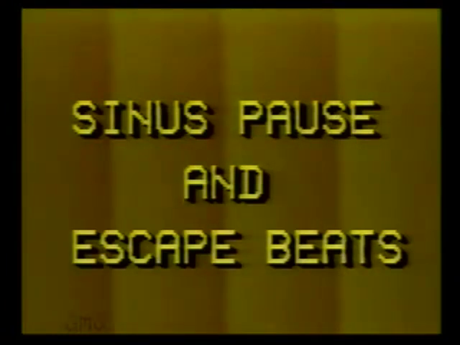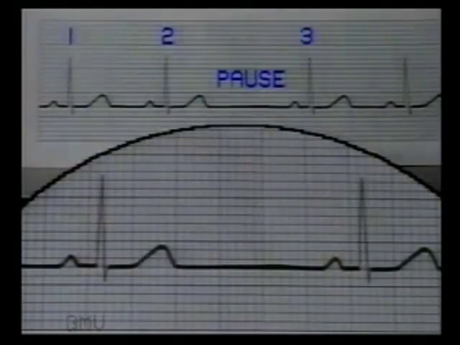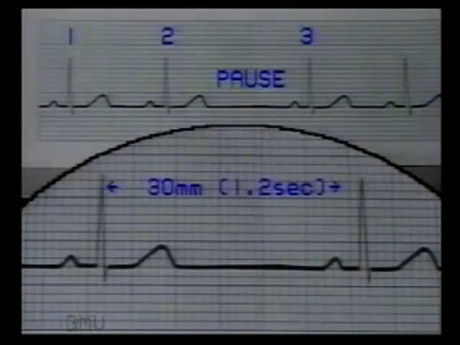Sinus pause and escape beats. When we studied the premature beats, we saw the sequence of a premature beat followed by a compensatory pause. But if you see the upper strip of this ECG carefully, there is a pause between beats 2 and 3, but the preceding beat number 2 is not premature. That means the SA node itself paused for a while and then started beating again. This condition is termed as a sinus pause. A compensatory pause was preceded by a premature beat, while a sinus pause is preceded by a normal beat.